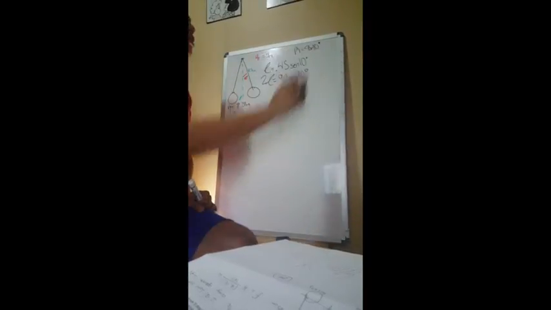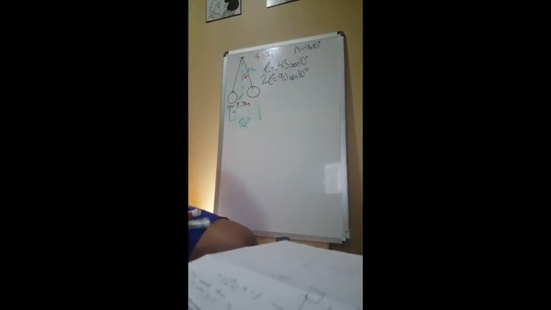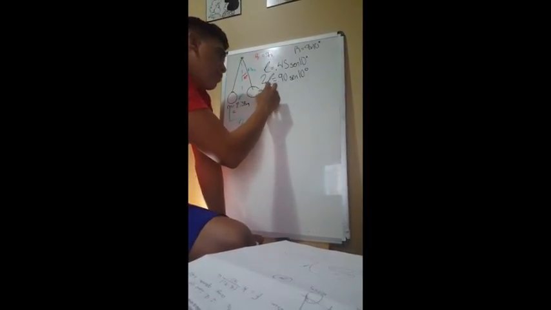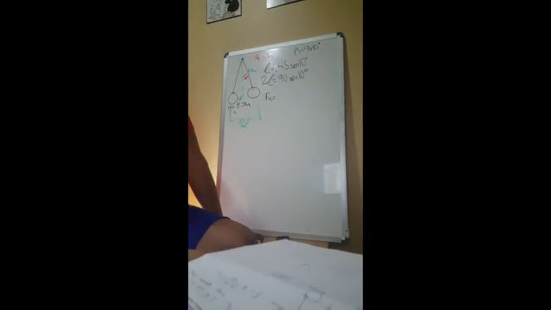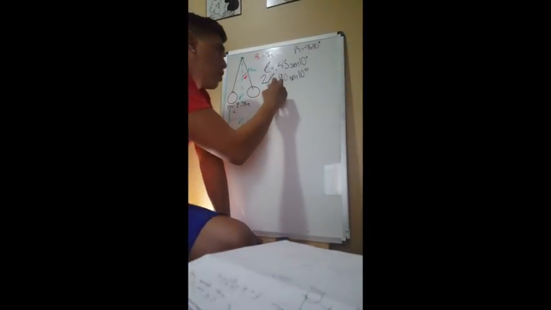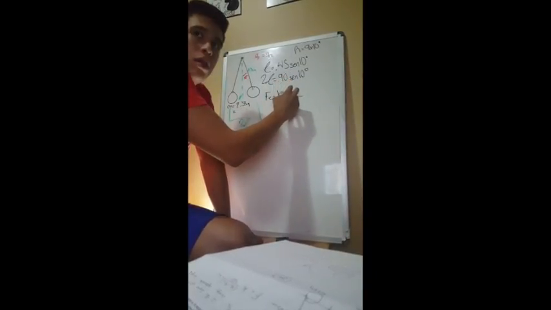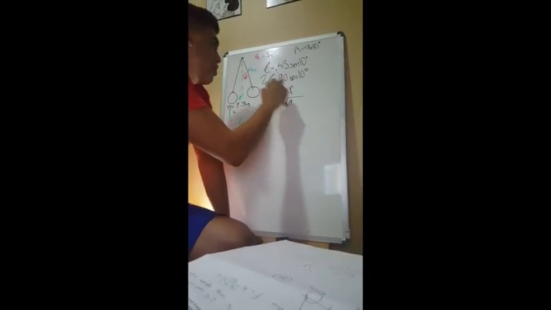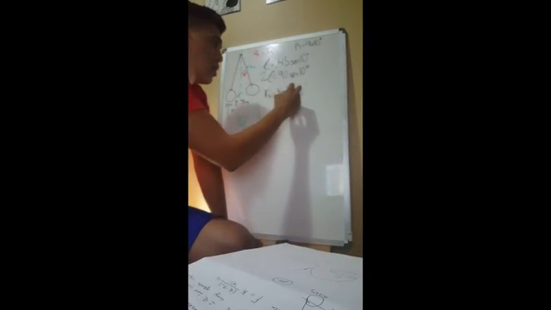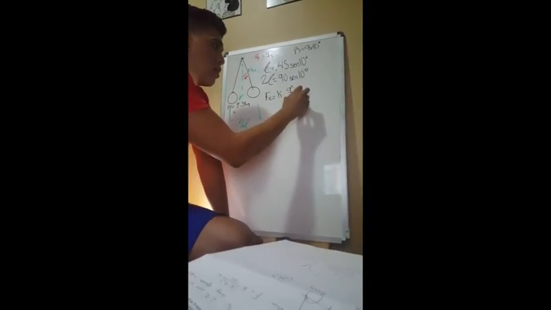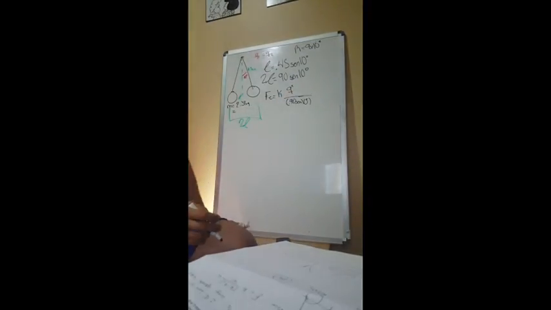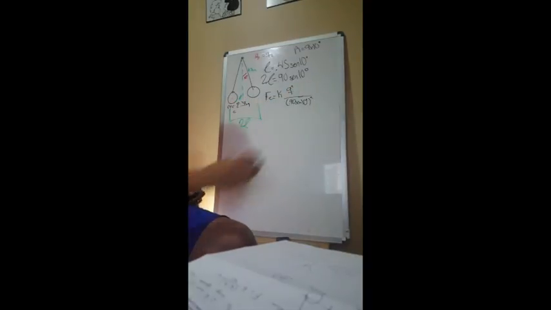And then we know that k equals 9 times 10 to the 9, right? That's a value that we already know since the beginning of the problem. In this case, what we're looking for is FE, the electric force, which is related to the charge, and the formula for this one is going to be Q squared divided by 2L, which is 0.9 sine 10 degrees, and this one is squared.